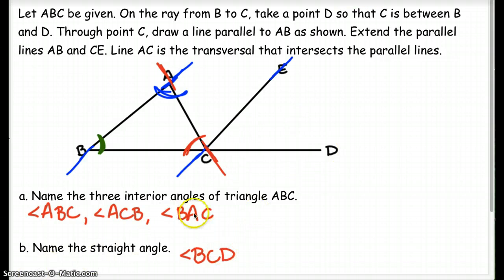So our entire goal for this lesson is to show that these three angles, these interior angles of the triangle, are equal to the angle that makes up the straight angle or the straight line. So we already know that this is equal to 180 degrees. So if we can show that these three angles on the inside of the triangle are the same as this straight angle, then we will have proven that these will add up to 180 degrees. So let's move on to part C.